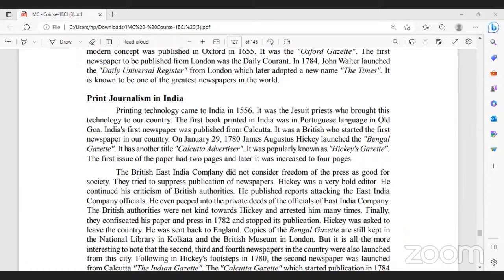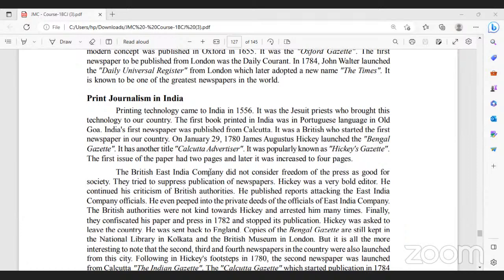So basically, when we are saying print, it is not one or two copies. If you go back to the ancient stories, everybody had their own literature, but having literature is different from printing technology. We are talking about the printing technology. So when we are talking about print journalism in India, it is the Jesuit priests at Goa who brought this printing technology to India.